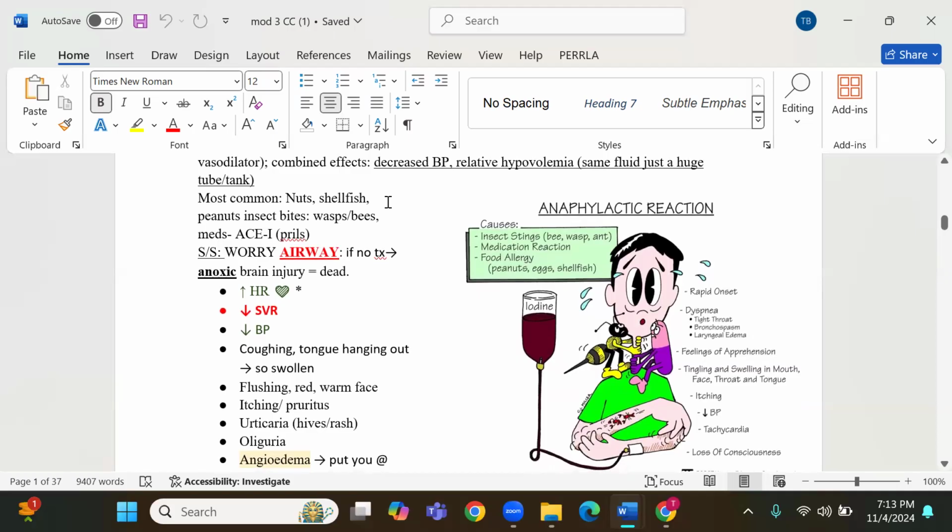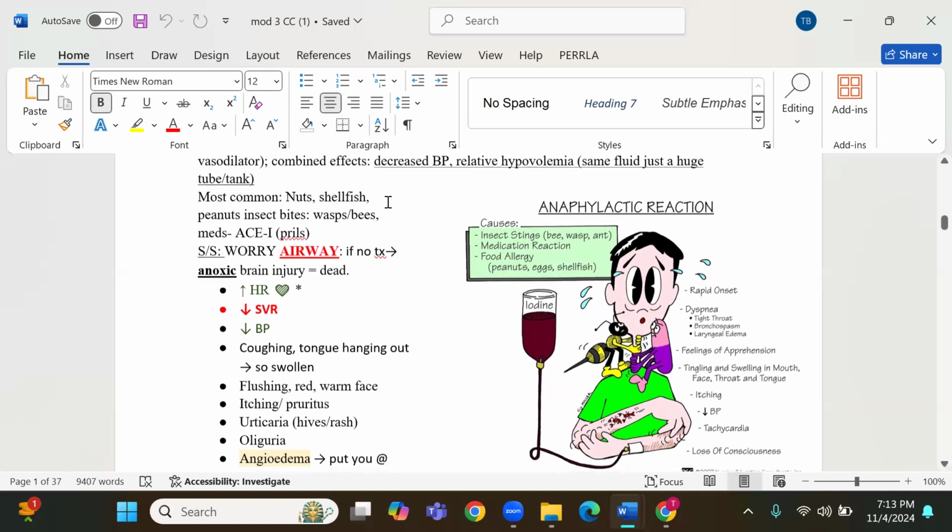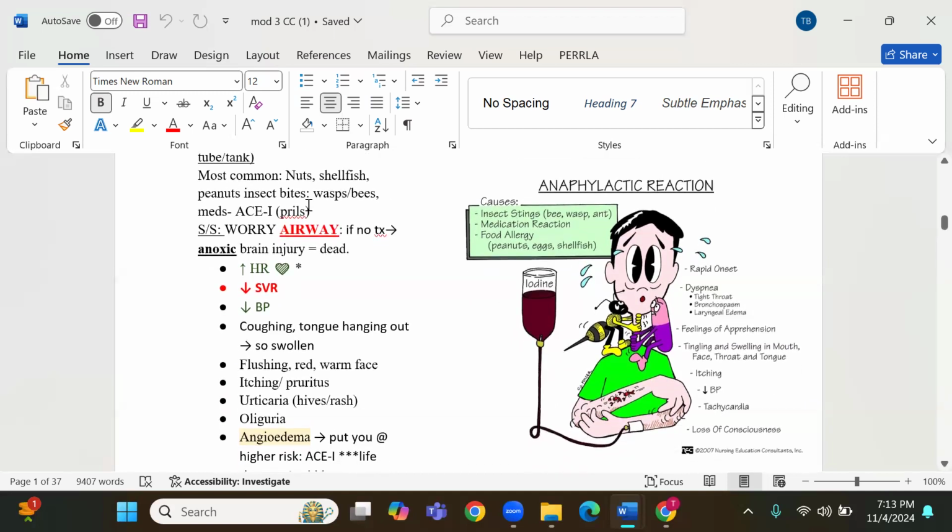So some of the common things that people might be allergic to would be nuts and shellfish and peanuts and insect bites. And some of the medications that people might be allergic to are ACE inhibitors. And I will tell you, that might show up on your boards. I don't know about this exam, but ACE inhibitors cause me to break out in anaphylactic shock. So I know it really is true. So make sure you are aware of anaphylactic and ACE inhibitors.